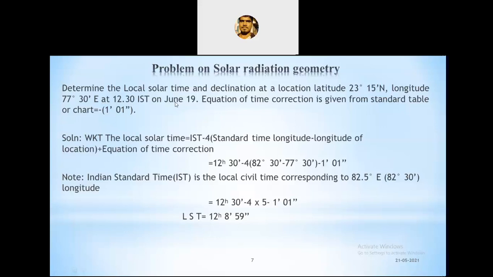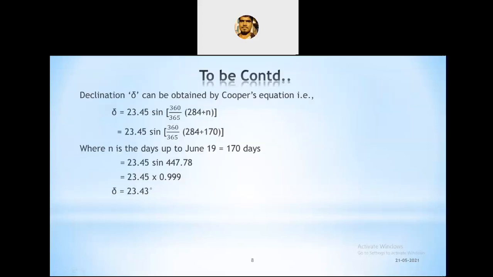IST means Indian Standard Time. And for declination, we have the declination equation that we already discussed in the declination definition. Delta is equal to 23.45 sine of 360 by 365 into 284 plus n, where n is the day number in that year. The problem gives June 19th, which is the 170th day of a 365-day year. If you substitute and simplify, you will get the declination angle of 23.45.